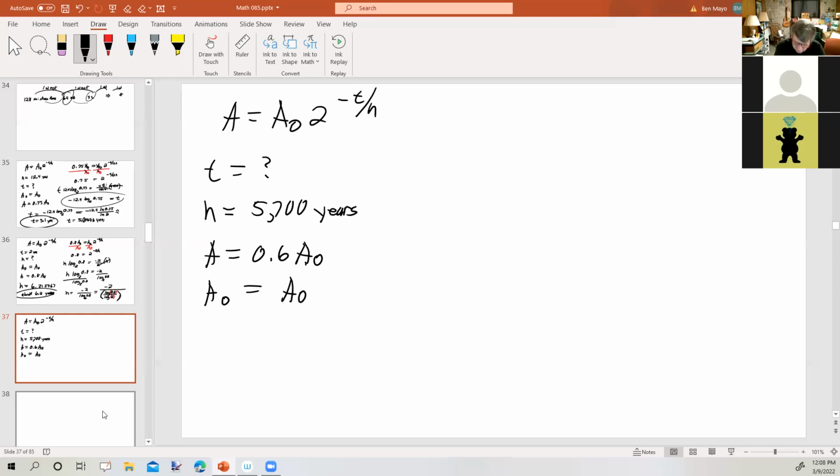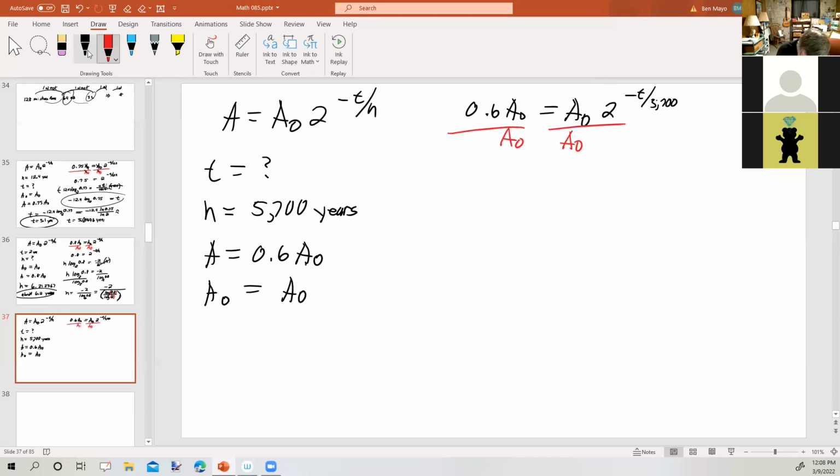All right. So now we've got 0.6 a sub 0 equals a sub 0 times 2 to the negative t over 5,700 years. We're going to divide both sides by a sub 0.